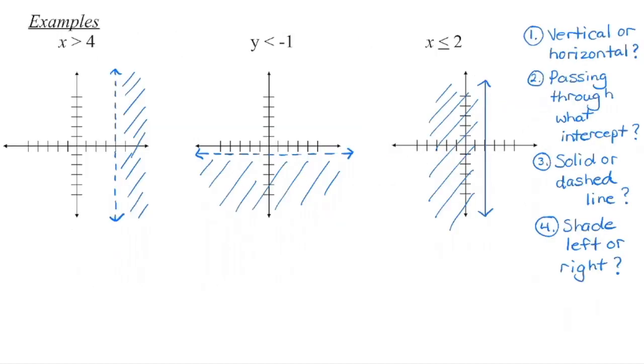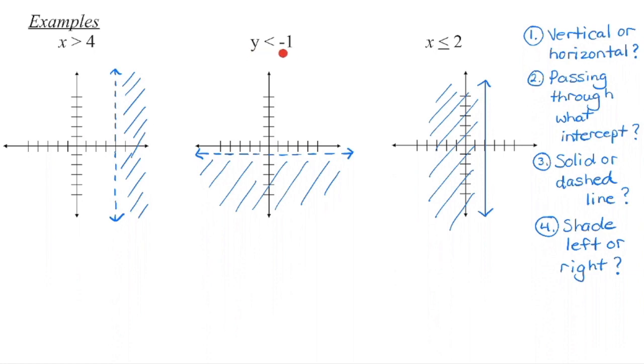So when we go to graph either a horizontal or vertical inequality, we first want to take a look and say, okay, is it vertical or horizontal? So we can see that x in this case is going to be a vertical line. It's passing through the x-axis at 4. And because we're not including that point on our graph, we're going to use a dashed line. And we're shading all points that are going to have an x-coordinate greater than 4. So this region over here is what we're shading.